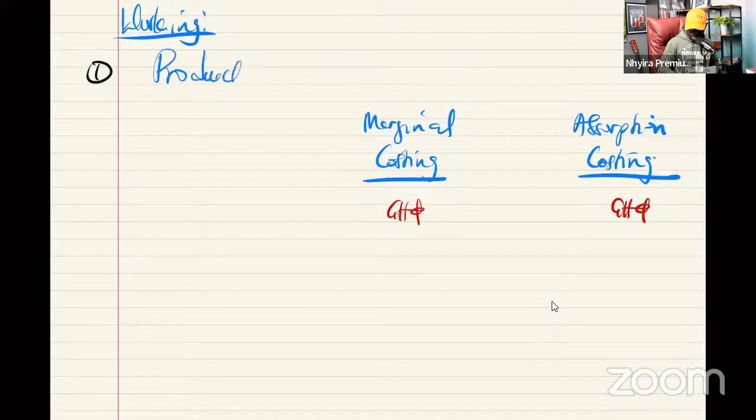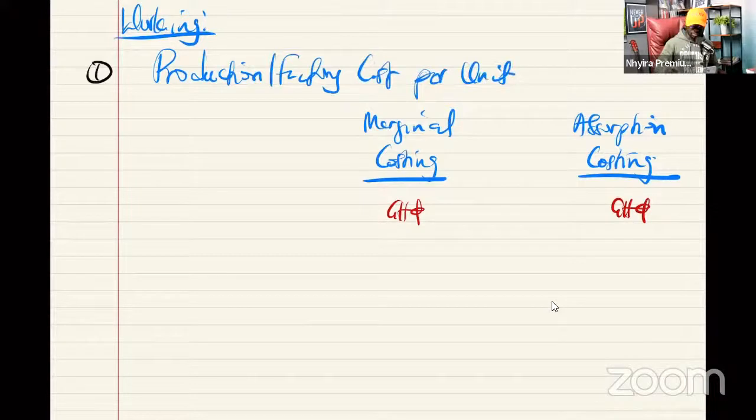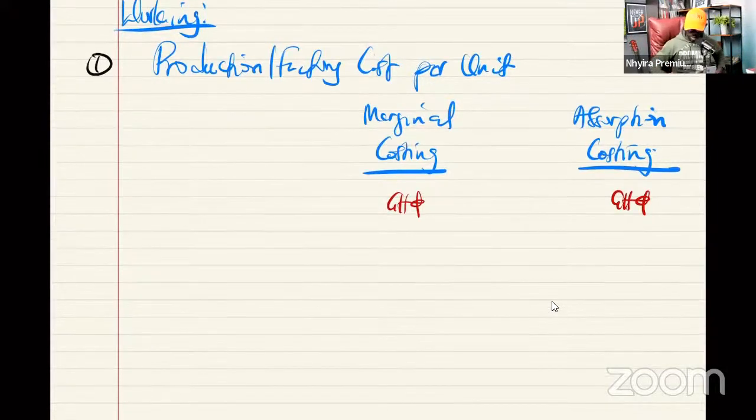Because some of you mess it up and calculate the total cost per unit, but it is the production or factory cost per unit that we are interested in. The production or the factory cost per unit. So in marginal costing, we are going to be dealing with the variable production cost. Then in absorption costing, we will deal with what? The total production cost. So stay with me carefully as we bring up these items.